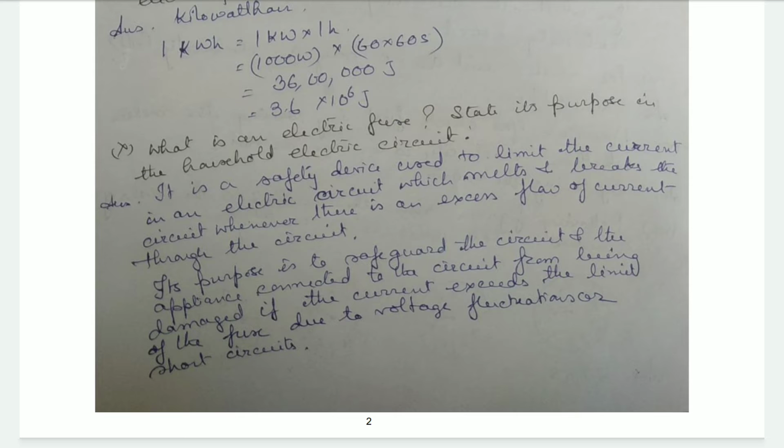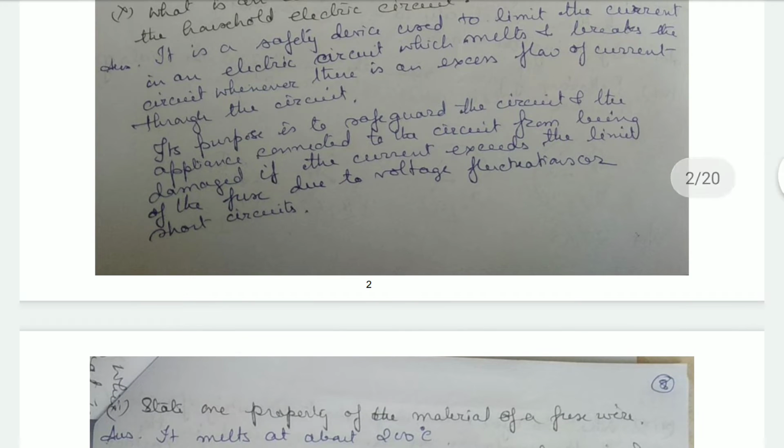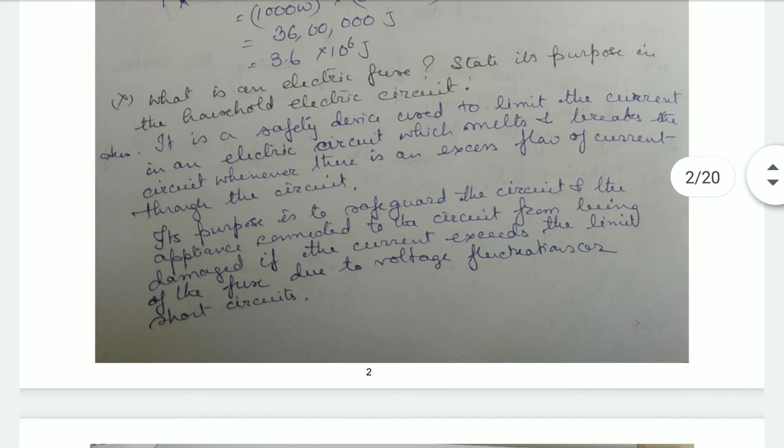That means when the current is flowing in the circuit and that becomes overloaded, or more current is flowing through the circuit, at that time the electric fuse wire melts and breaks the circuit so that the current flow gets limited. Okay, that is, overload is not there. And state its purpose in the household electric circuit. The purpose is to safeguard the circuit and the appliance connected to the circuit from being damaged.